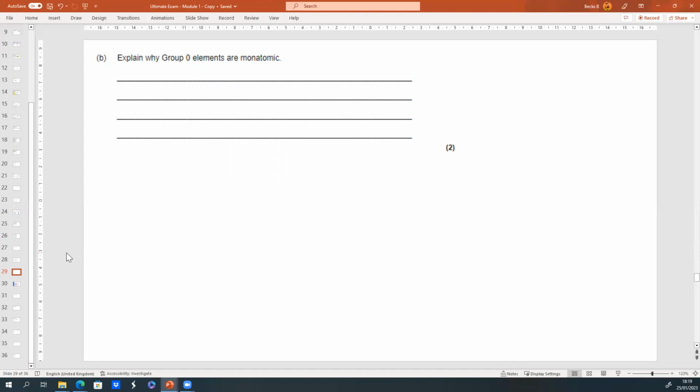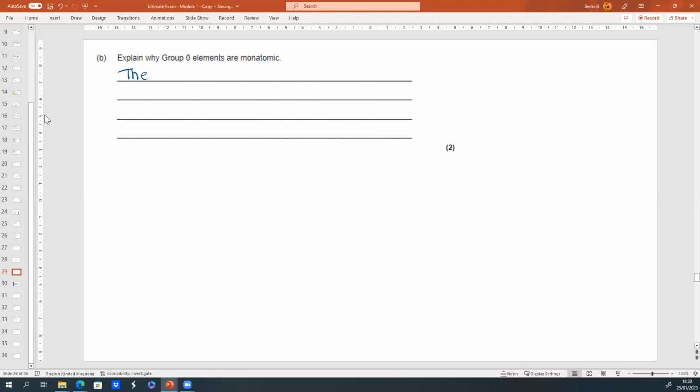We could put it into like light bulbs so that it doesn't get too hot and doesn't react with the oxygen, explode or anything like that. So going back to the fact that they've got a full outer shell of electrons, they don't want to gain or lose any, they don't want to do any bonding, they're quite stable on their own. So they exist just as single atoms, monatomic, just on their own because they've got a full outer shell and they are stable. So 2 marks, explain why group 0 elements are monatomic.